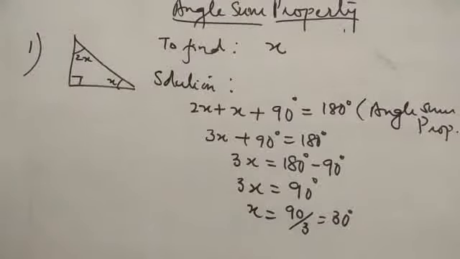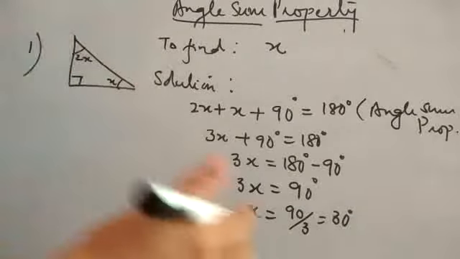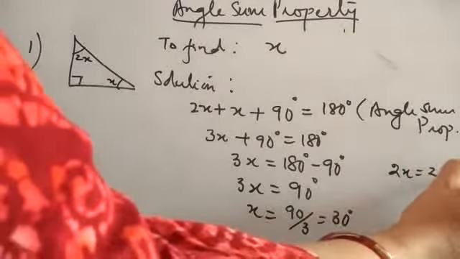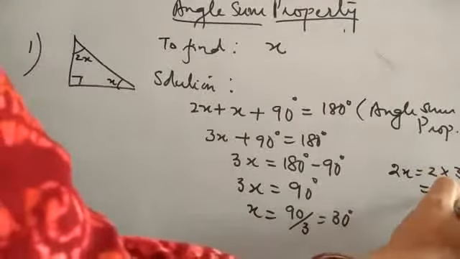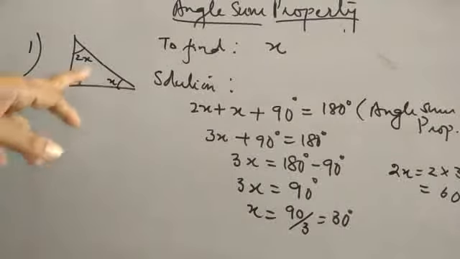So one angle is 30 degrees. Now what will be the other angle? The other angle is 2x, that is 2 into 30 degrees, that is 60 degrees. So now the three angles of the triangle become 90 degrees, 30 degrees and 60 degrees.